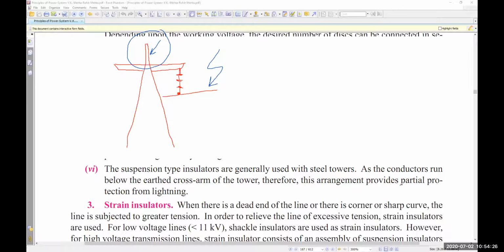Why is it partial protection? Because if the lightning is stuck at the middle of the conductor, where there is no tower, one tower is here, another tower is here, then it has nothing to do. But if the lightning strikes near the tower, it will obviously go for the tower, not the conductor. So it is a partial protection.